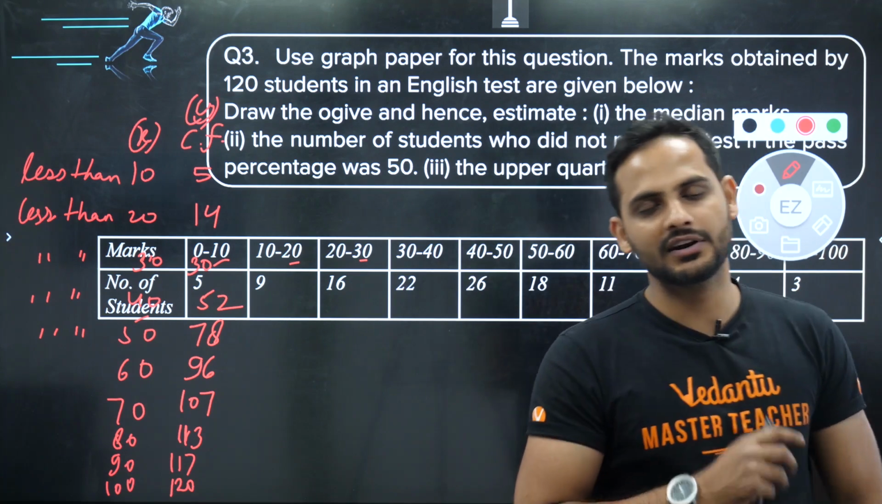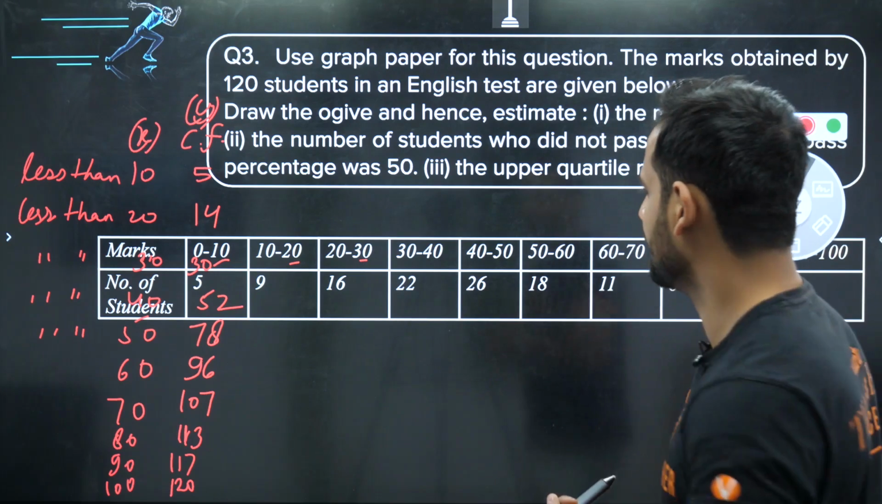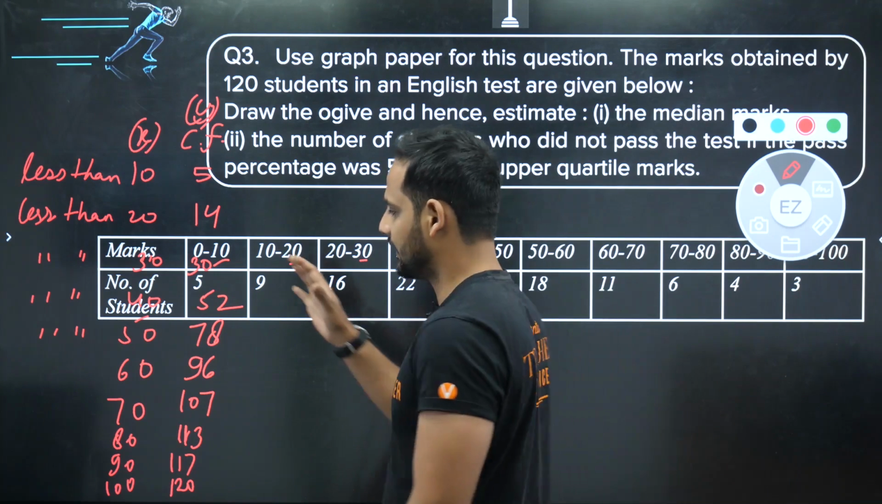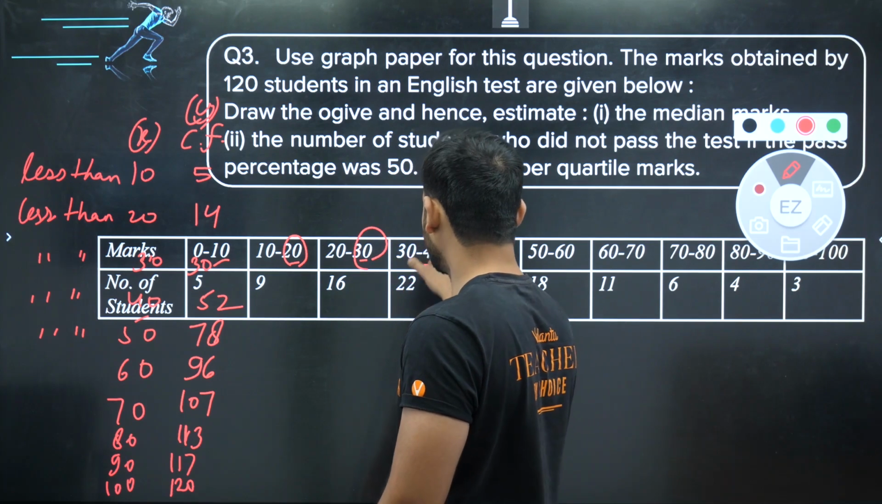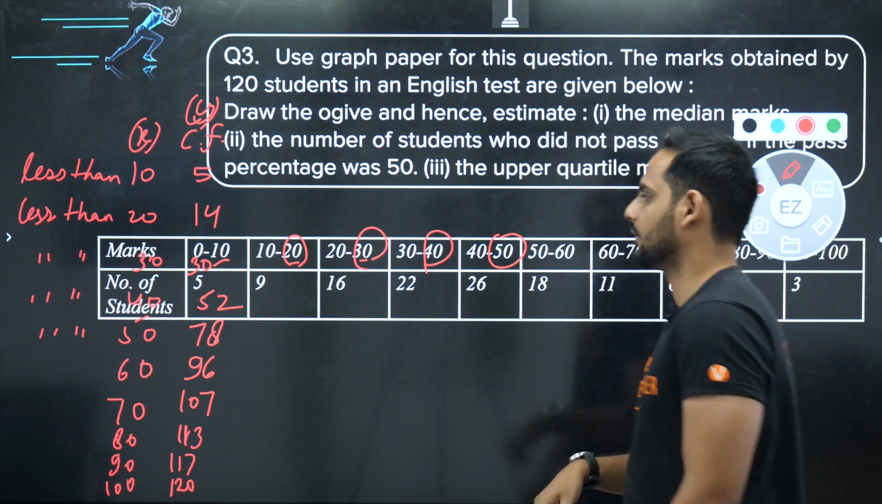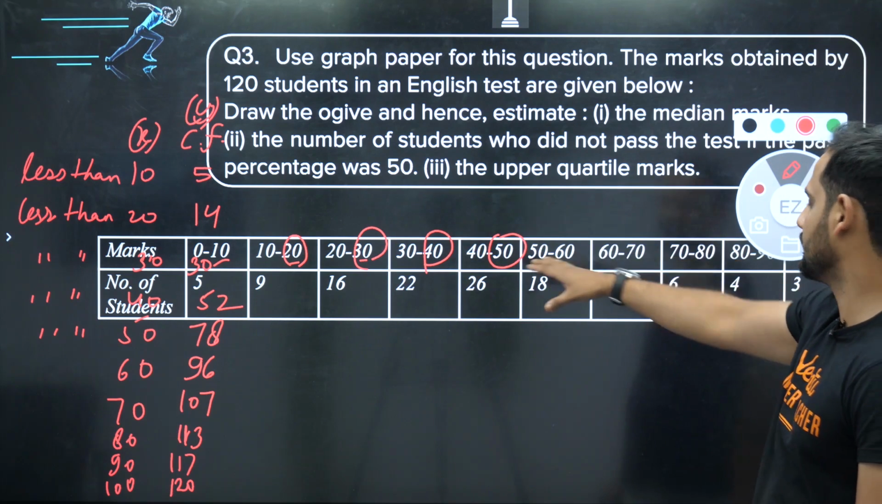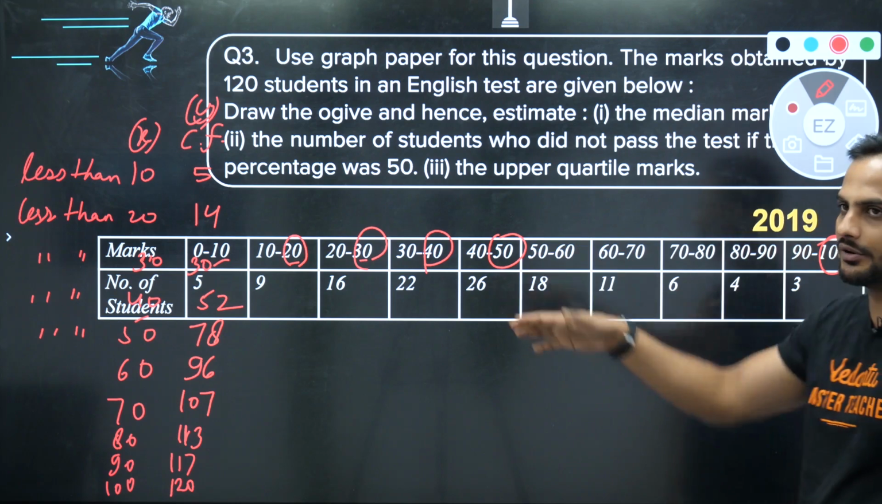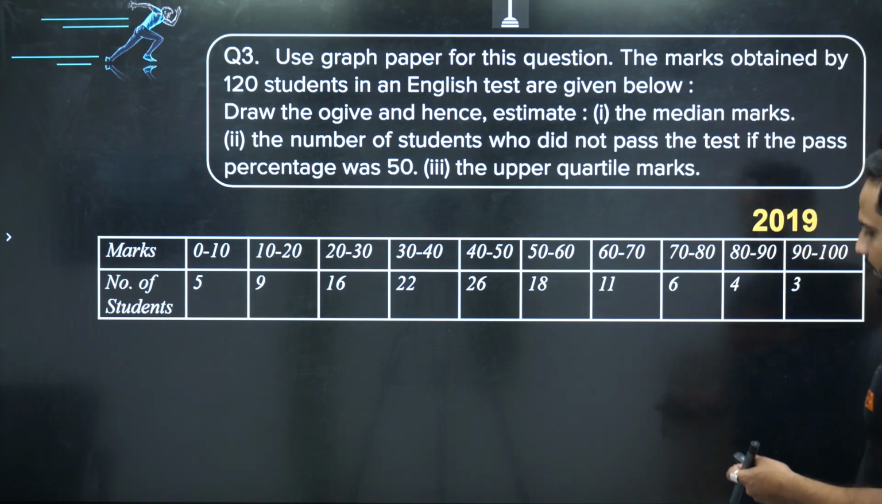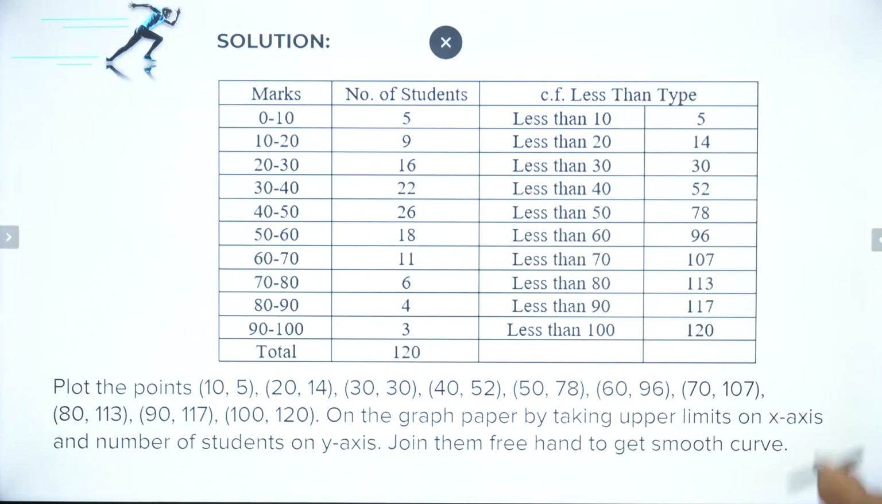So formation of table is very important. First, what I have told you, beta, whenever we are making this less than table, we will take the upper class limits. So less than 10, less than 20, less than 30, and the last class will be less than 100, and then the cumulative frequency is taken. So beta, if you will draw this table, this is going to be your table now.